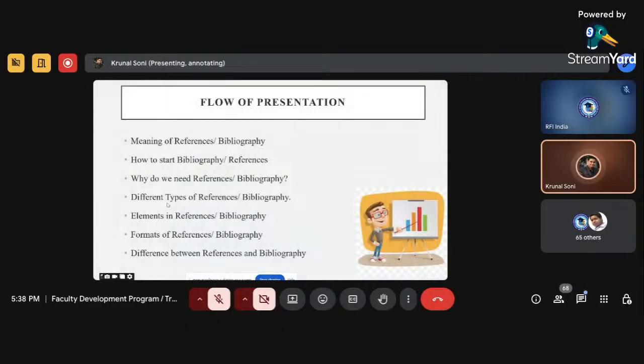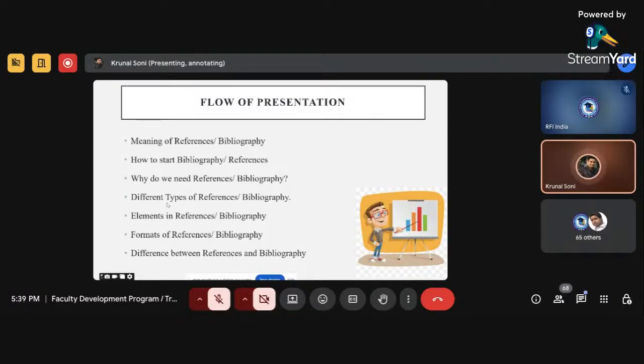We will try to see the meaning of referencing and bibliography. Then we will see how to start the bibliography and references. Third, we need to identify the reason why we need a bibliography, which I have almost explained right now. What are the different ways through which referencing and bibliography is going to be drafted and executed, right? So the different types through which the bibliography is drafted, we also need to cover.